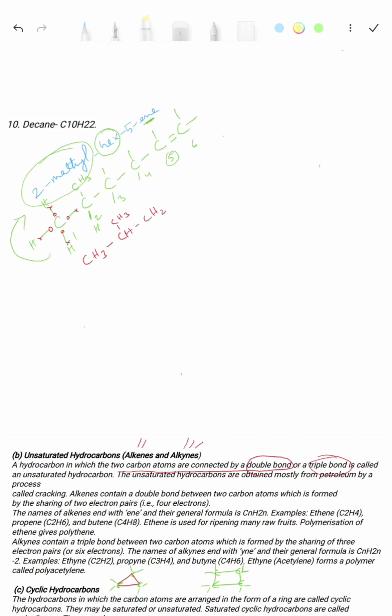CH3, CH2, then CH2, CH double bond, and CH2. So when you are new to chemistry, try to draw the structure so that you don't miss out the carbon atoms. Now let us do another exercise.